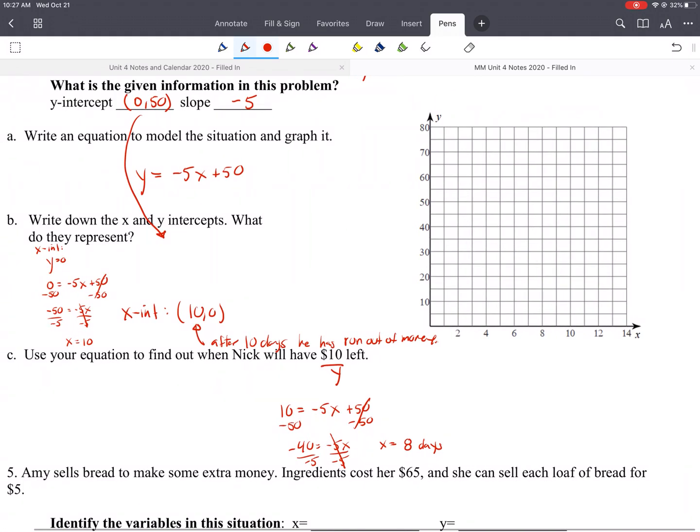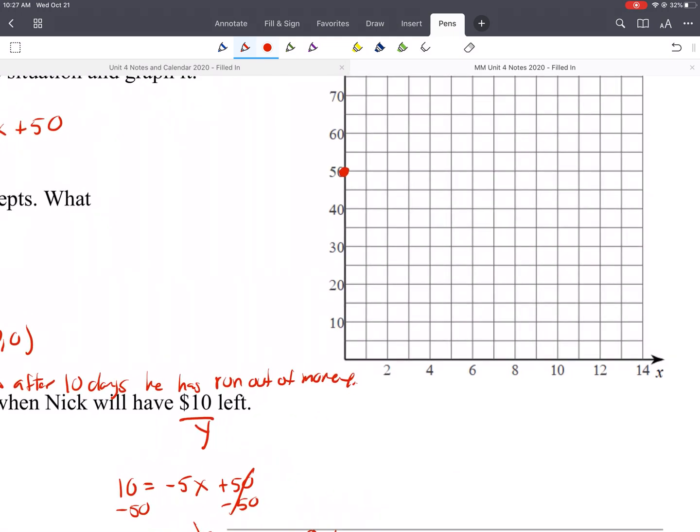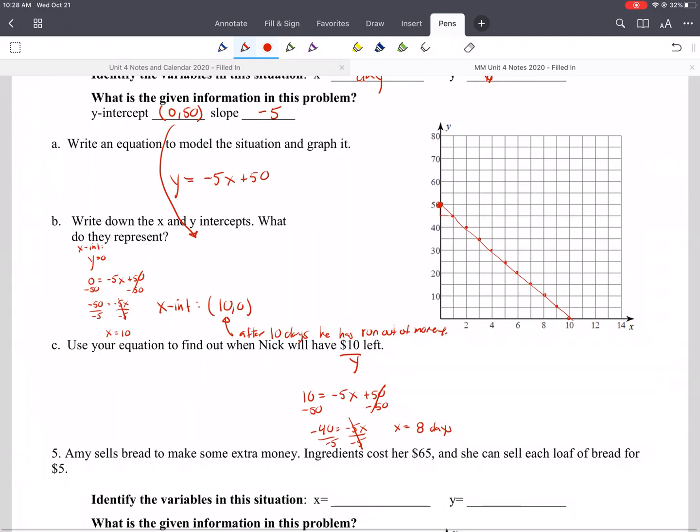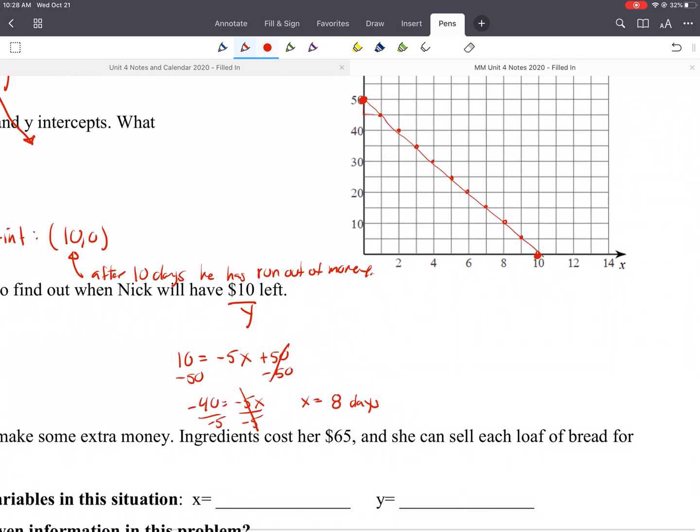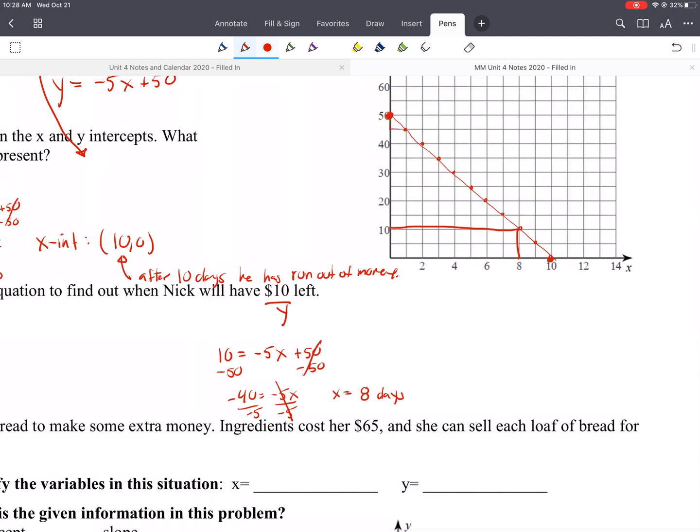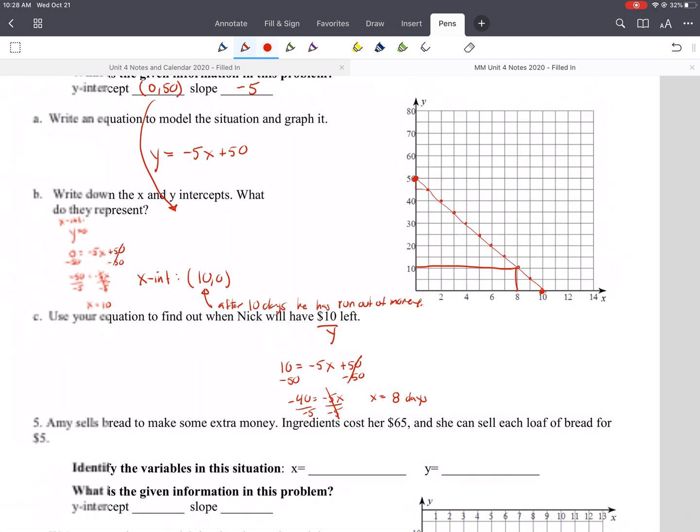Let's graph this and see how this all turns out. So 0, 50, that's our initial value. And then it has a slope of negative 5, so it goes down 5 over 1. Connect all those dots. We can check our X-intercept. We said it was 10, 0. Check. And then we can also check with $10 left. It took him 8 days after he has $10 left. Okay, so we can check it that way.